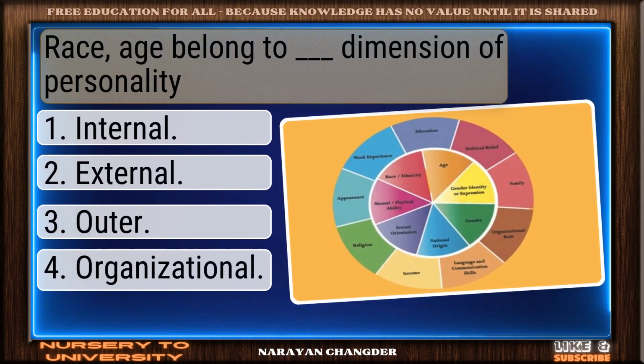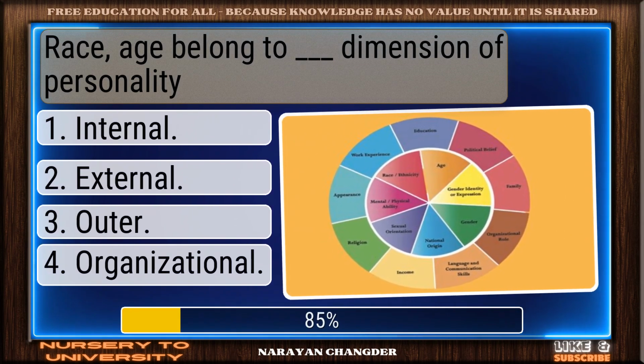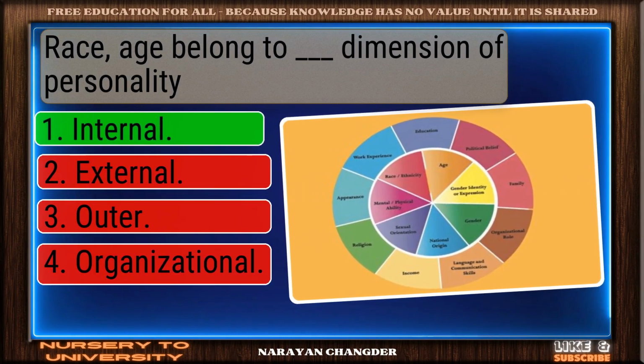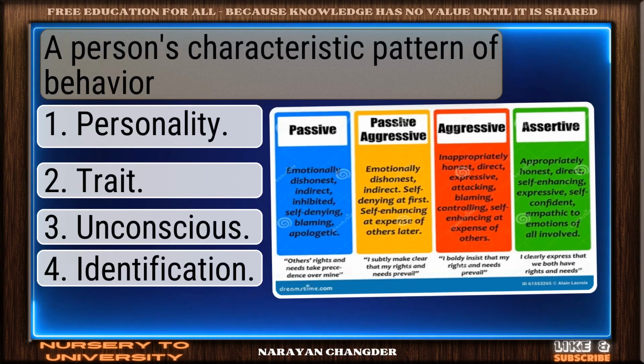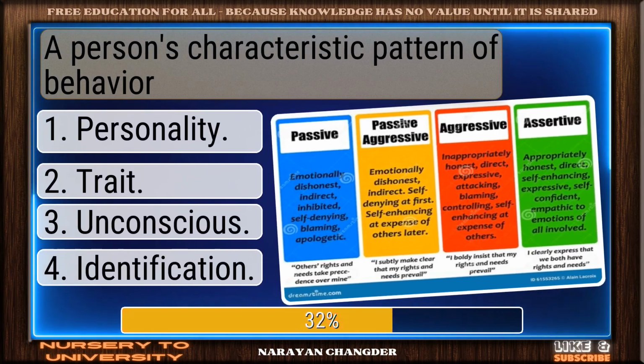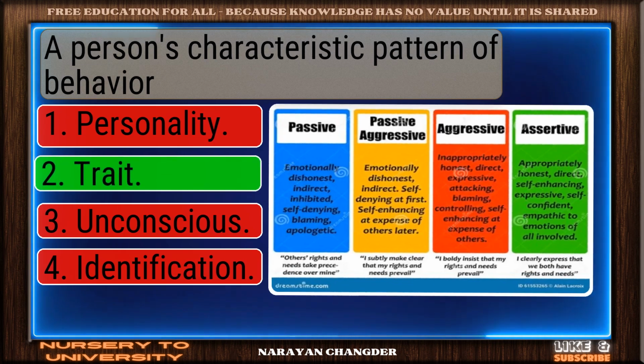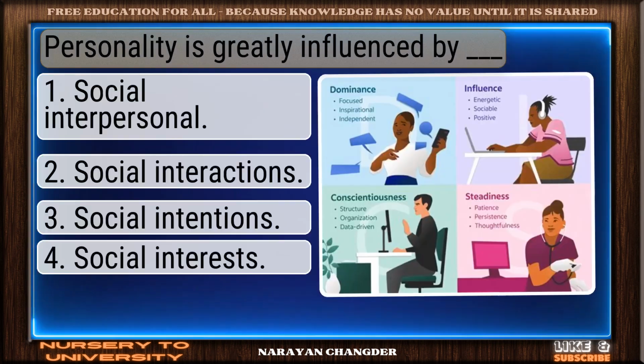Race, age belong to dash, dimension of personality. Correct. Internal is the right answer. A person's characteristic pattern of behavior. Great job. Trait is the accurate answer.